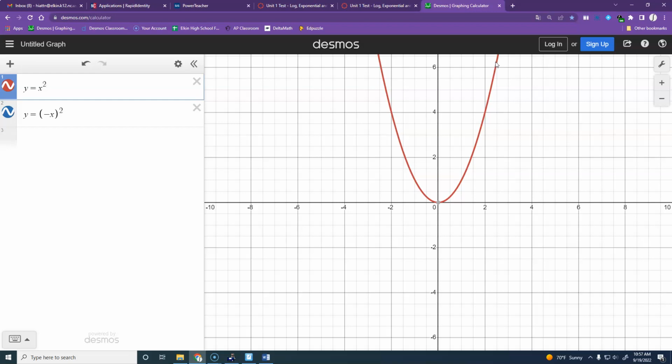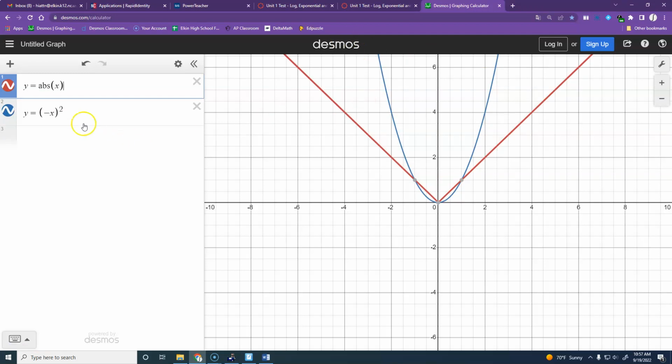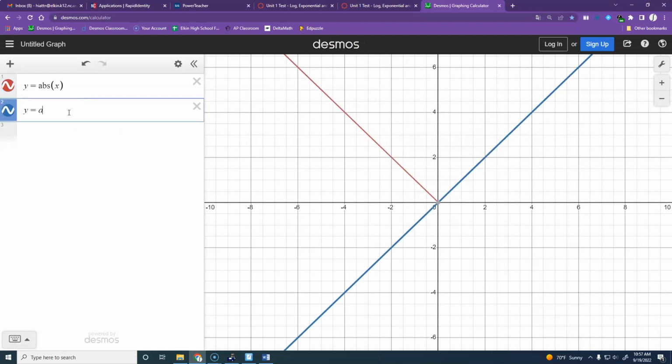So for some functions, this looks like it does nothing. If I change this to absolute value of x, absolute value of negative x looks exactly the same because the y-axis is an axis of symmetry there. It does nothing to the graph. It's just reflecting over that y-axis. It looks the same. So for some of these, it's going to look exactly the same, but it's reflecting over the y-axis.